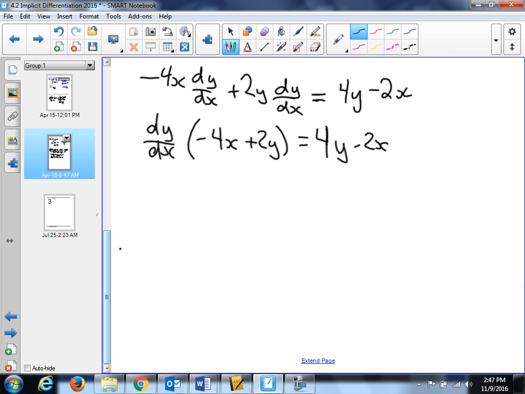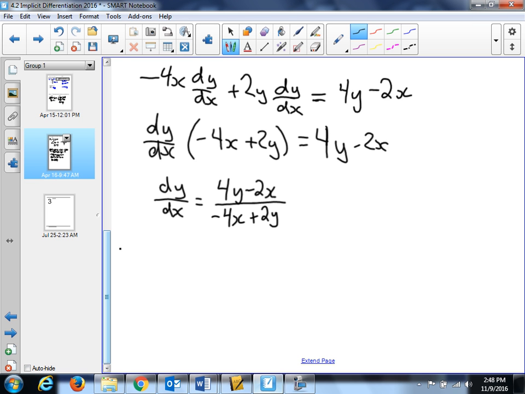Then I'll isolate for dy by dx. So I'm showing a lot of steps. Get to the point though where you can maybe do those previous 3 steps in at least 2 steps. Eventually. I'm not saying right away. So I think you can see all you do is divide the 2 expressions, right? 4y minus 2x over negative 4x plus 2y.